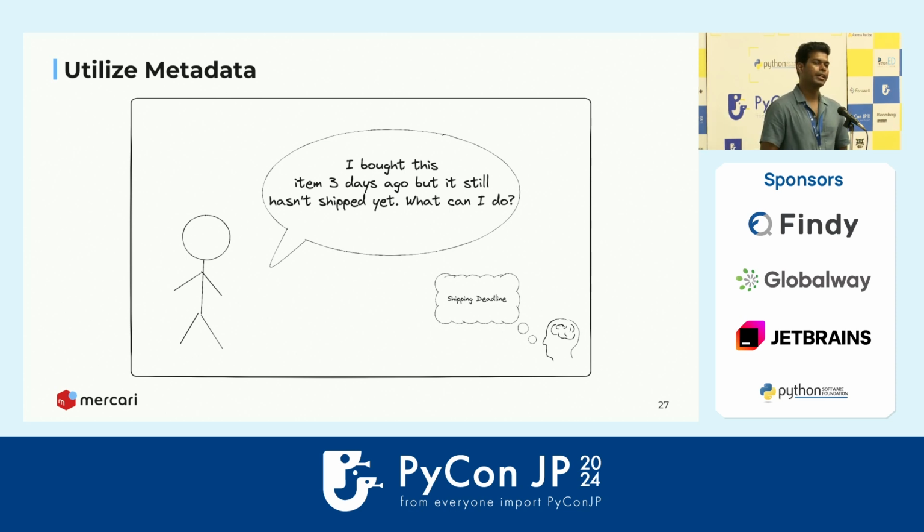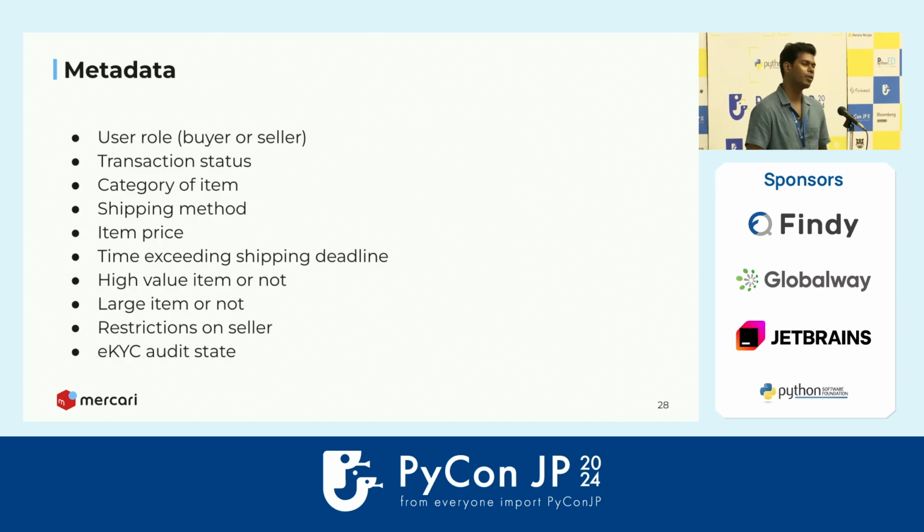So utilizing metadata becomes very important if you want to develop a highly precise system. In our machine learning model, along with the text of the inquiry, we use lots of different metadata. Some of the important ones are whether the inquiry is from the buyer or seller of an item, what's the transaction status, like is it waiting for shipping, is it already shipped, is it already delivered or not, what's the category of item, what's the shipping method, like is it shipped using Yamato or some other shipping methods, what's the price, are there some restrictions on the seller or not. So we use all different kinds of metadata.